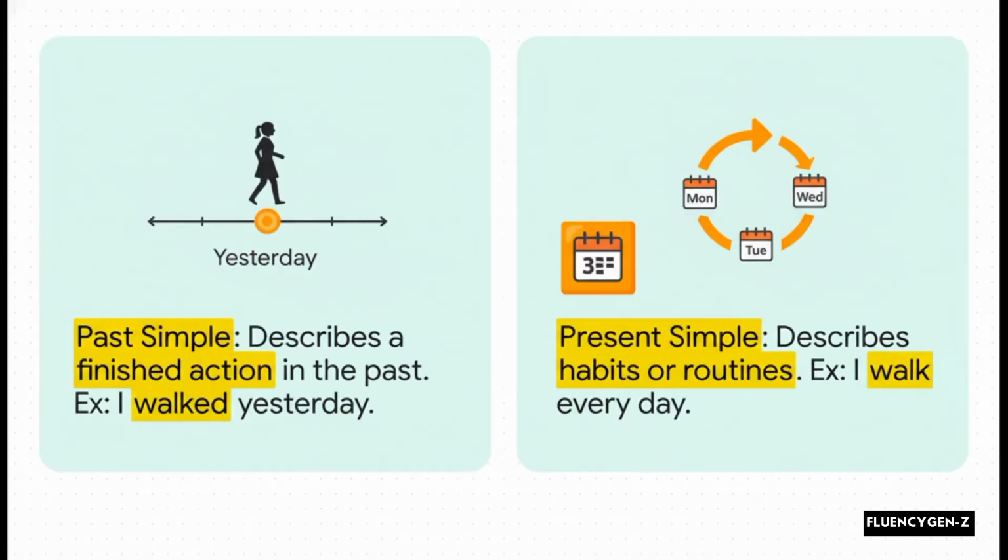And just a quick little reminder to keep things straight. Past simple is for something that is finished. I walked to work yesterday. It happened, it's done. Present simple is for habits or things that are always true. I walk to work every day. See the difference? One is a single event. The other is a routine.